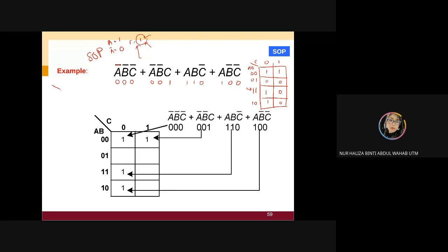You can also draw like this. A, B, C. 0, 1, 0, 0, 0, 1, 1, 1, 1, 0. And 0, 0 will be here. 0, 0, 1. 1, 1, 0. And another one is 1, 0, 0 here.